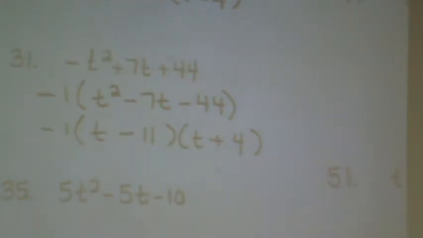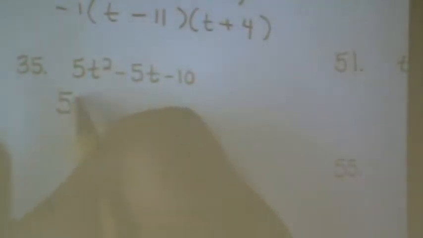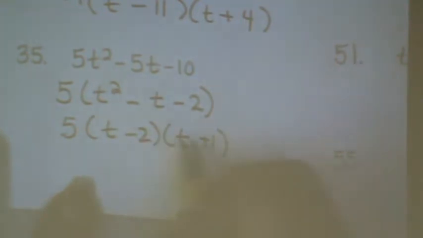Now for 35, let's see if we can take something out first. I see a 5 common. So if we pull 5 out, we're left with t squared minus t minus 2. And now you can further factor this trinomial. And I would get a negative 2 and a positive 1. That would give me a negative 1.